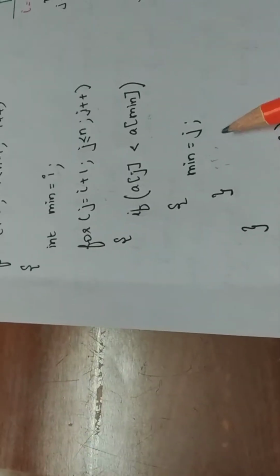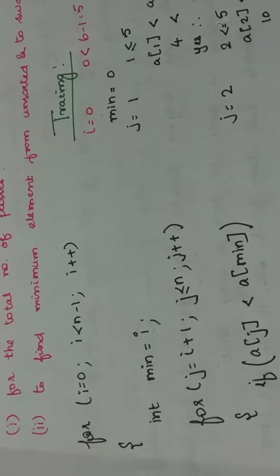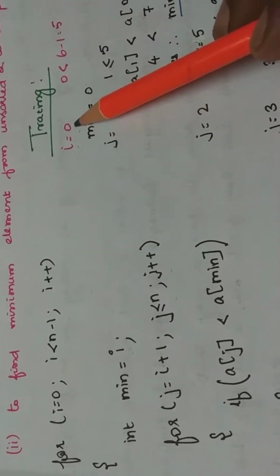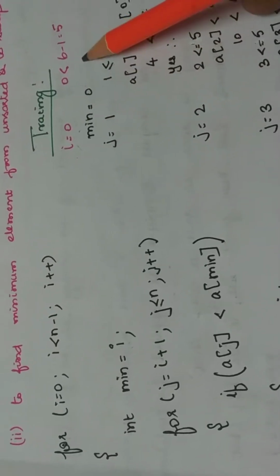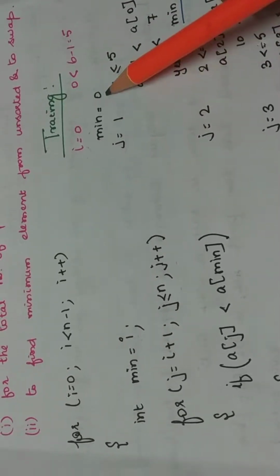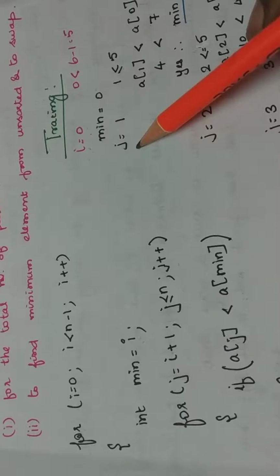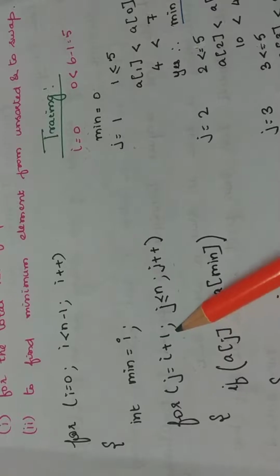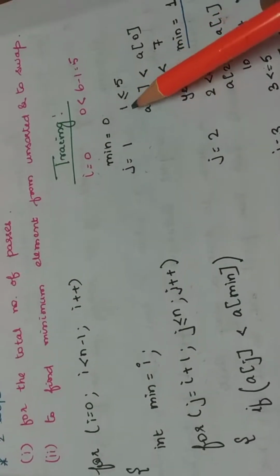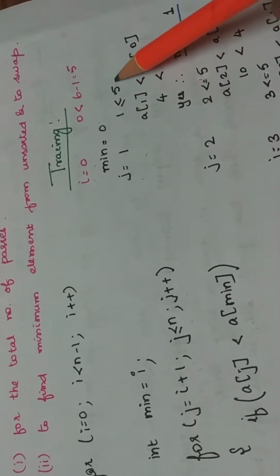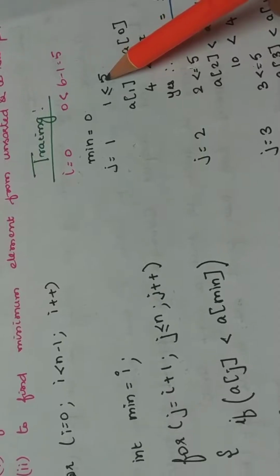Now we'll trace this particular algorithm, or this implementation, with our example. When i is equal to 0, that is our first pass itself, we check 0 less than 6 minus 1, which is 5. Yes, it is true. So minimum is equal to i, that is 0. Now we assign j equal to i plus 1, 0 plus 1, so j is equal to 1. Is 1 less than or equal to 5?